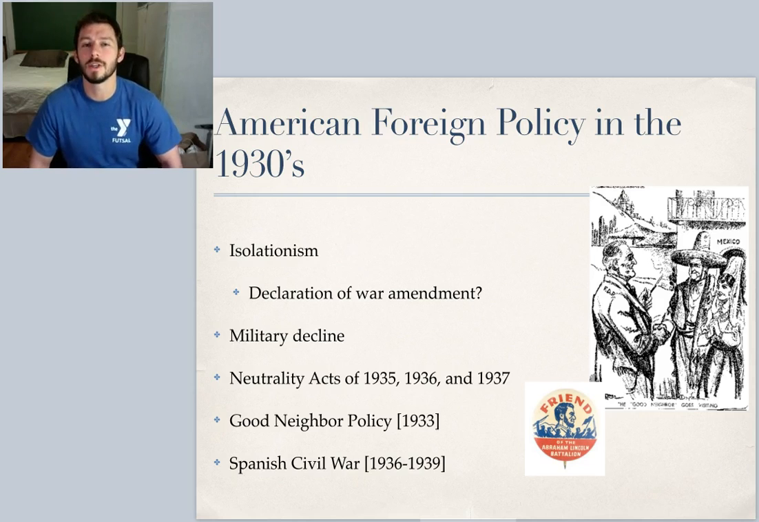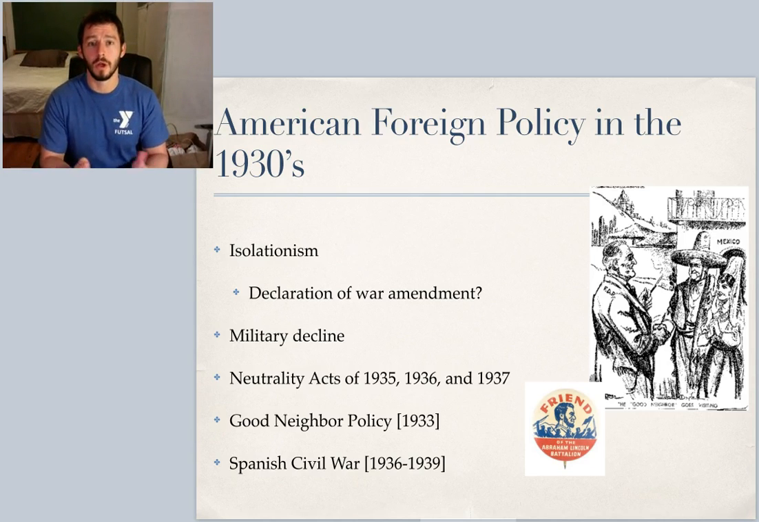37 is also different because it introduces this new idea called cash and carry. Now, just because we're going to trade, we didn't want to risk using our boats, because if our boats are sunk and Americans are on those boats, Americans could be killed, and then the American people could demand revenge or justice. It could pull us into the war against our will.